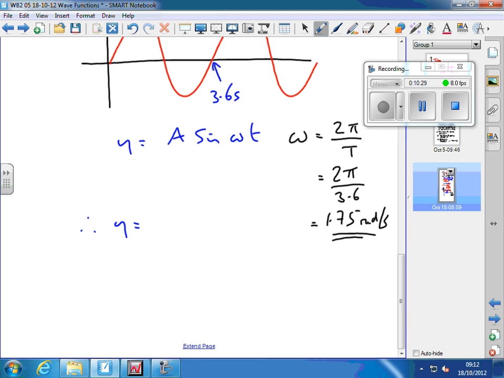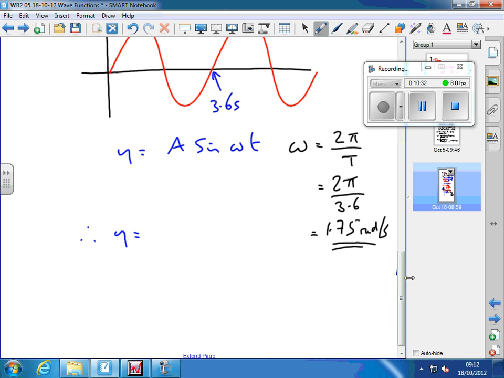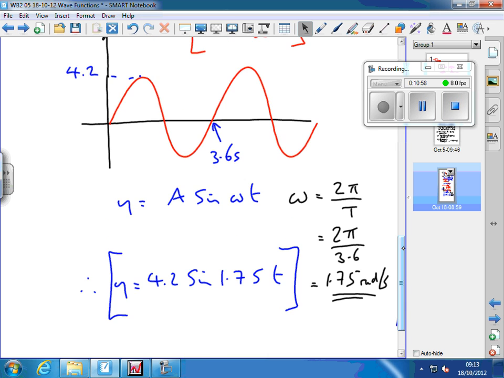so therefore, for this wave, y equals 4.2, was it? Yeah, 4.2 sine 1.75 t. And I can get that wave by looking at a trace. What I'm saying here is this t is the variable. So if I plotted y against t, this is the trace I'd get. How do I get these values, omega and A, by looking for the time for one cycle and the maximum voltage I get through? So by looking at a trace, I can write down or calculate values to give me the wave function that describes it.